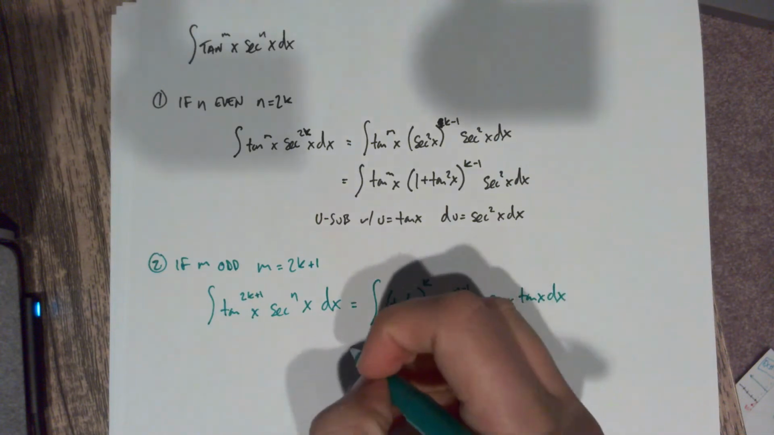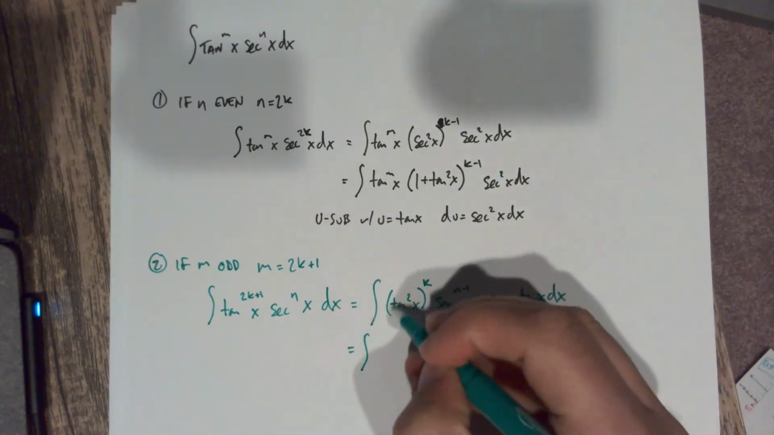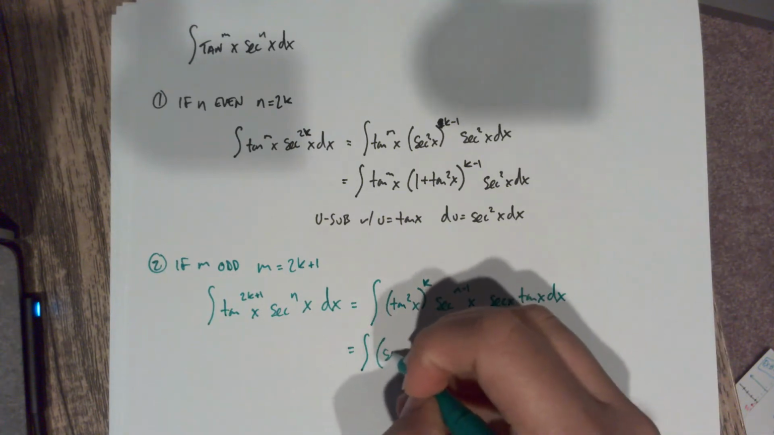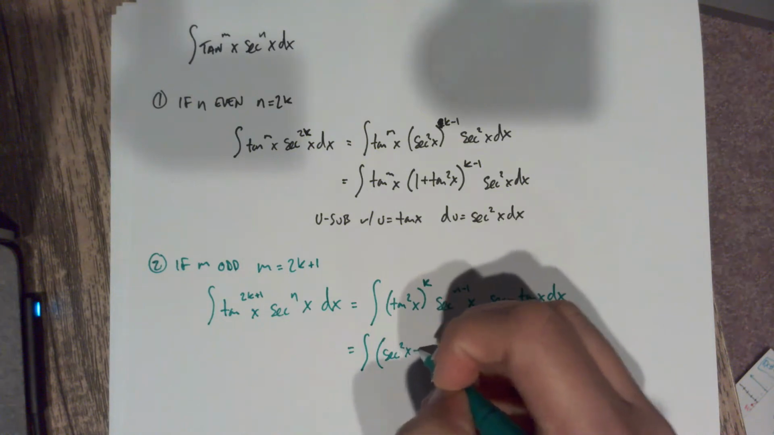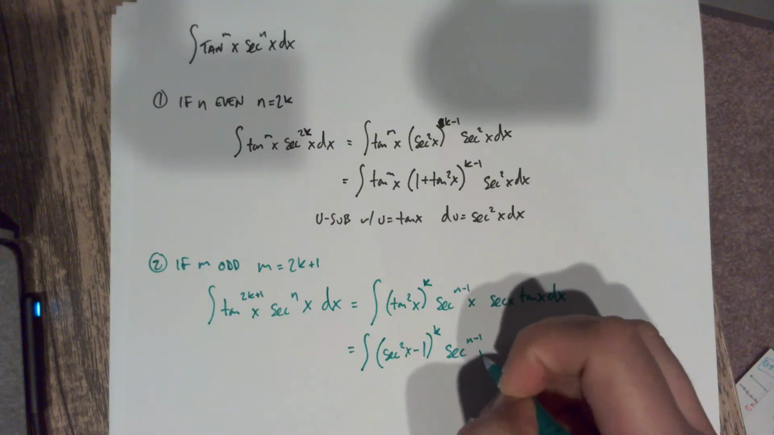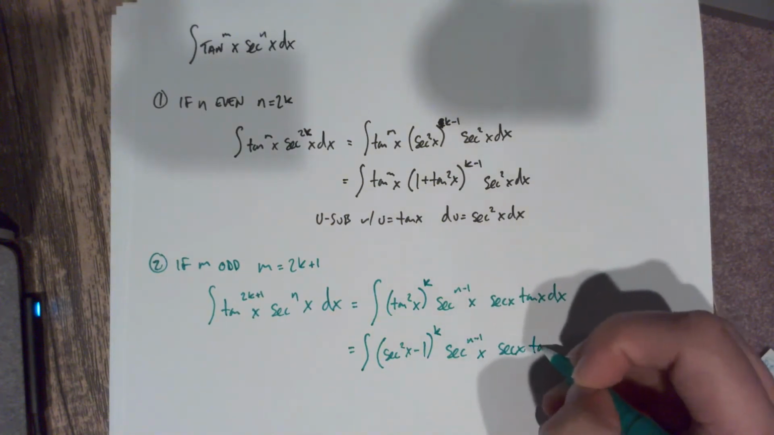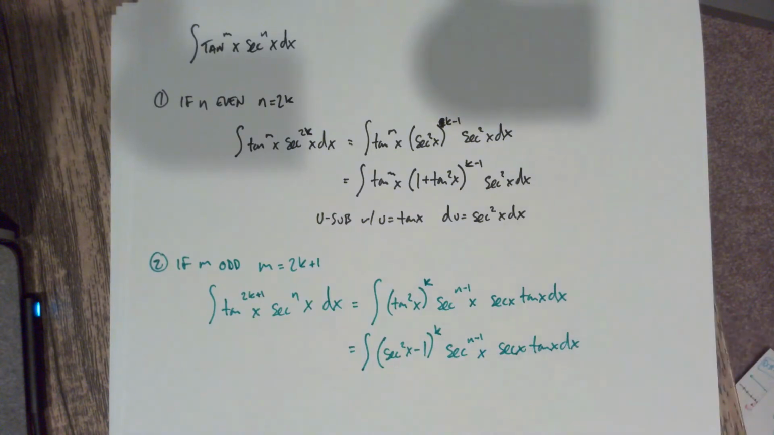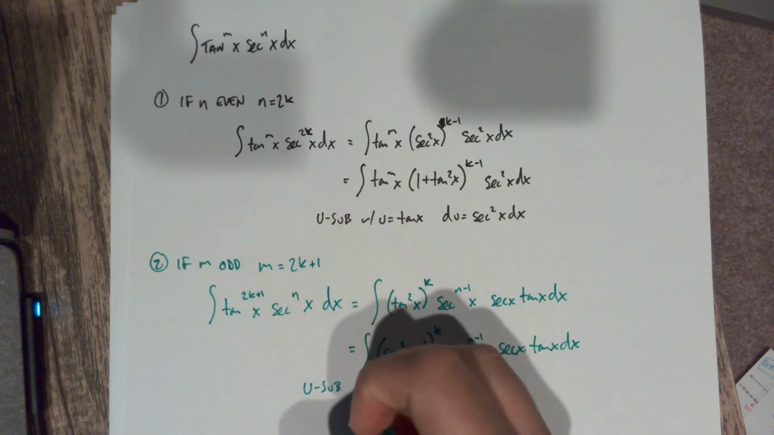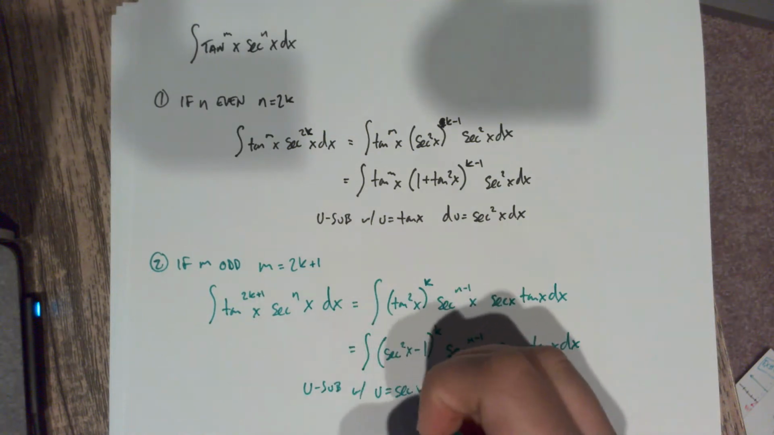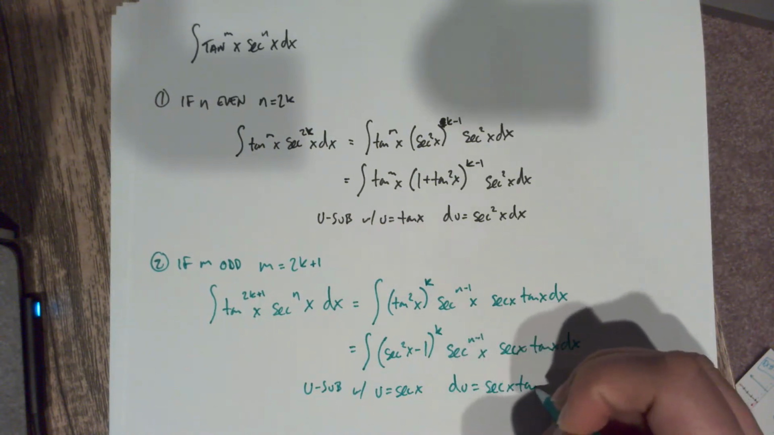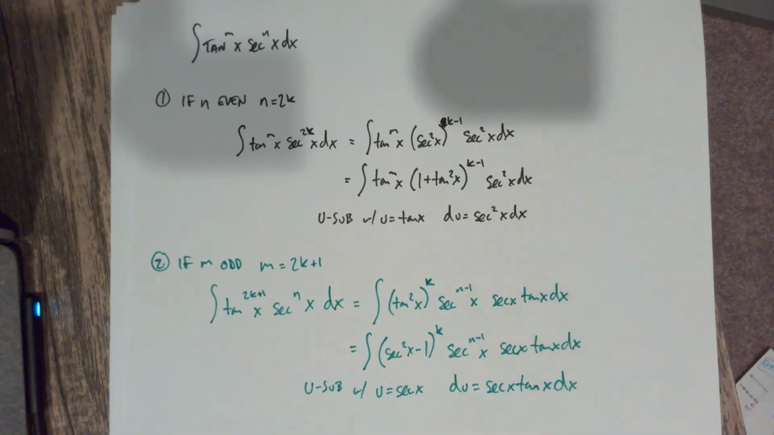Okay, but before we u substitute, we do need to make it so that this is written in terms of secant instead of tangent. So we know that tangent squared is equal to secant squared minus 1. And now we could u substitute, with u being secant and du being secant tangent dx.